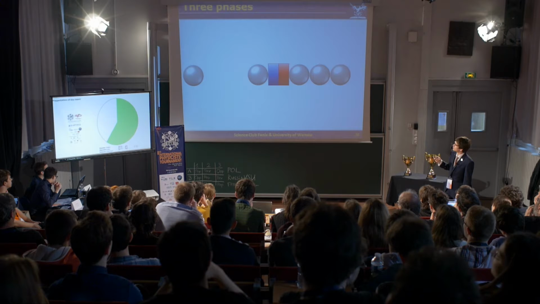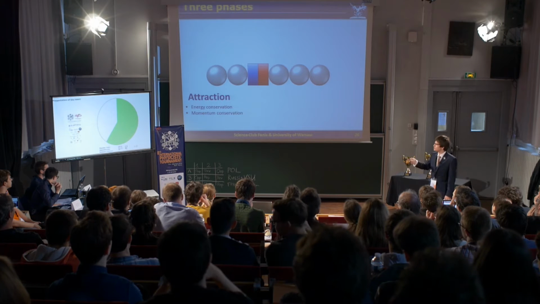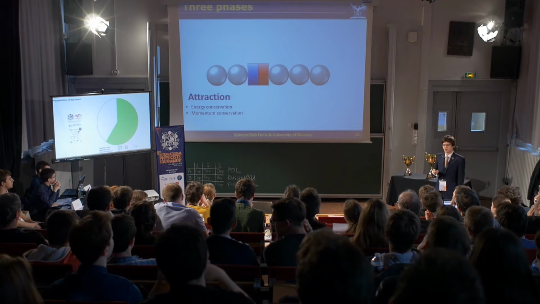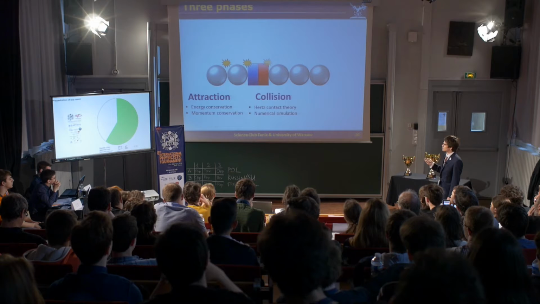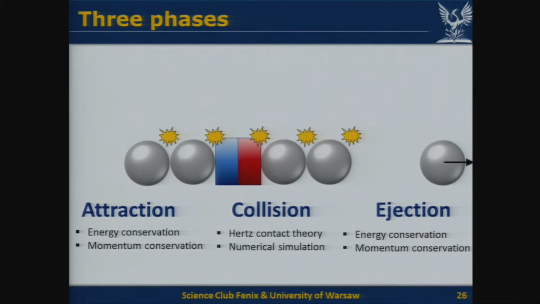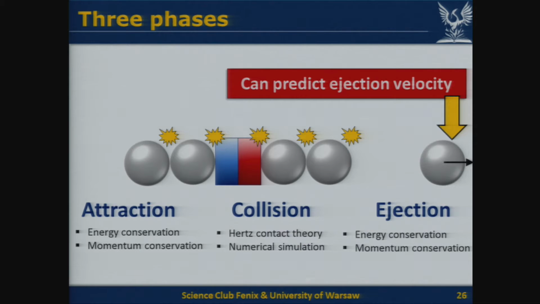So now, we have to conclude our theory. For the attraction phase, we use conservation laws to describe the system. For the collision phase, which is where the energy is not conserved, we use the Hertz contact theory and provide numerical simulations to determine the behavior of the balls. And at the end, we have the ejection phase, when we again use the conservation laws. So this way, we can predict the ejection velocity in our system.